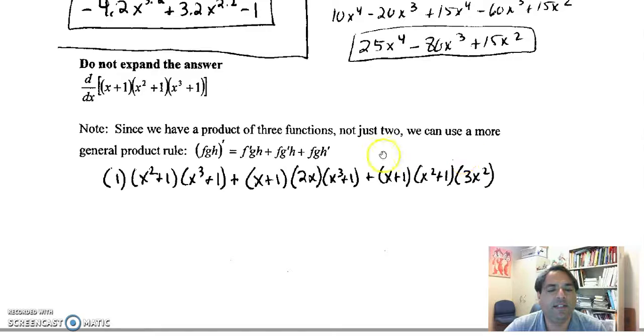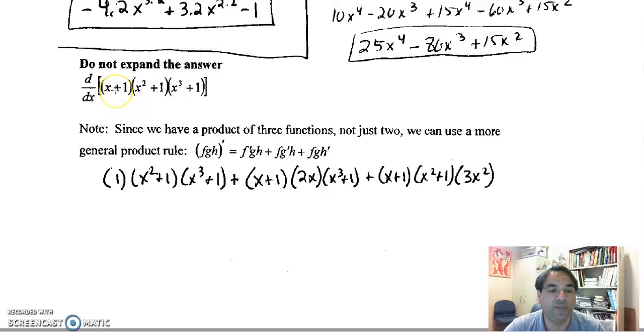Okay, and then this one says, what if you have three functions being multiplied? What would you do? Well, product rule is really a process. You would take the derivative of the first one times the original two, plus take the derivative of the second one times the original two. And then you would repeat this process till you take the derivative of the third one times the original two.